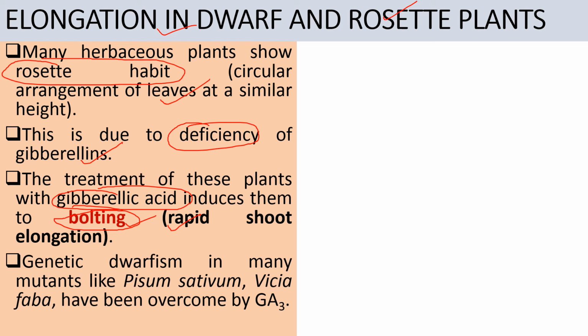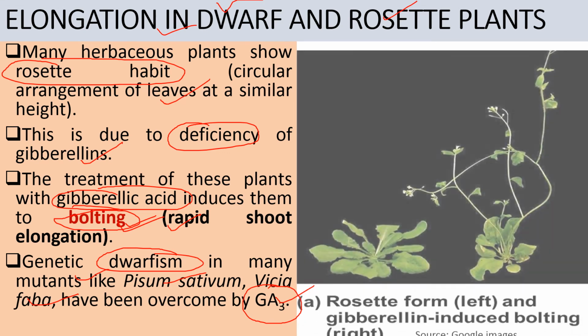So genetic dwarfism in many mutants like Pisum sativum, Vicia faba, which is commonly known as broadbean, have been overcome by the application of this GA3 gibberellic acid. So they play an important role in elongation of stem or shoot in genetically dwarf plants and in rosette plants, and this phenomena of elongation of shoot in rosette plant is known as bolting. So this is unique feature of GA.